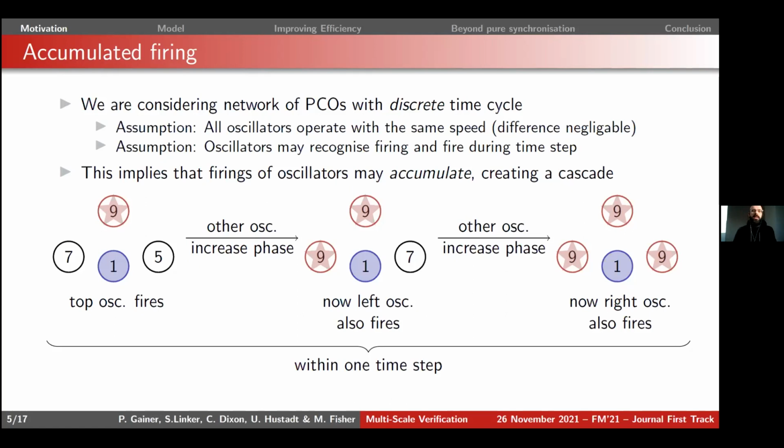And also we assume that the oscillators may recognize that other oscillators fire and also may fire within the same time step. And this means that if an oscillator fires, it may perturb other oscillators to also fire. So we can get something like a cascade of firing oscillators. You can see an example here where the oscillator on the top is firing and perturbs the oscillator on the left enough to fire as well, which then in turn, because now we have 2 oscillators that fired, perturb the right oscillator to fire as well. And all the time, oscillator 1 didn't react to this at all because it was in the refractory period.